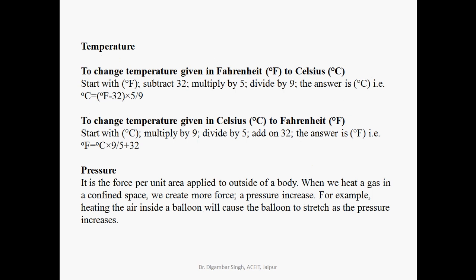Now temperature. How to change from Fahrenheit to Celsius? To change temperature given in Fahrenheit to Celsius, degree Celsius equals degree Fahrenheit minus 32, multiplied by 5 divided by 9. To change temperature given in Celsius to Fahrenheit, degree Fahrenheit equals degree Celsius multiplied by 9 divided by 5, plus 32.